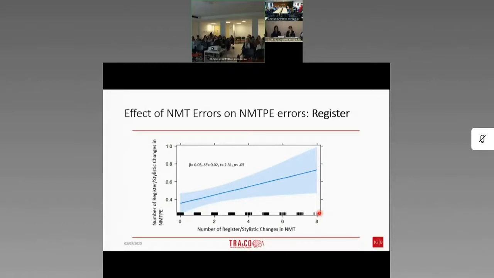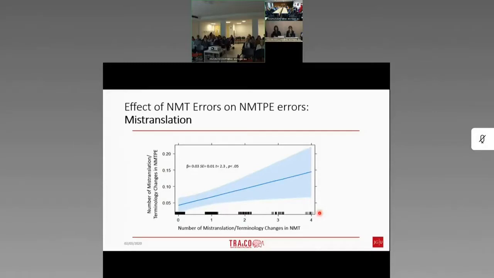It is a very small effect, so for every error that a post editor corrects in the raw machine translation output, the revisers correct 0.05 errors in that post edited text. Anyway, it's significant, and we find the same kind of effect for mistranslation and terminology.